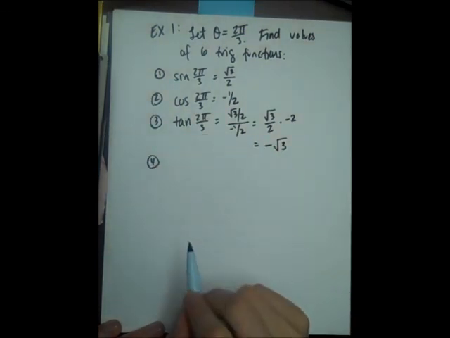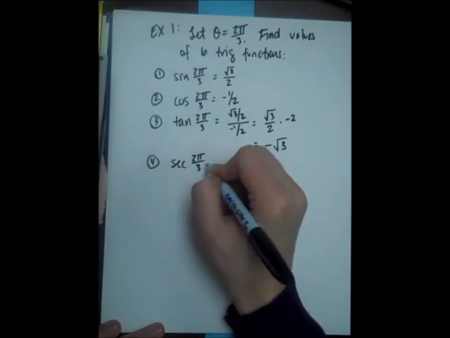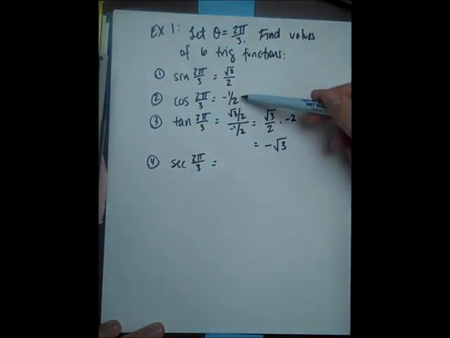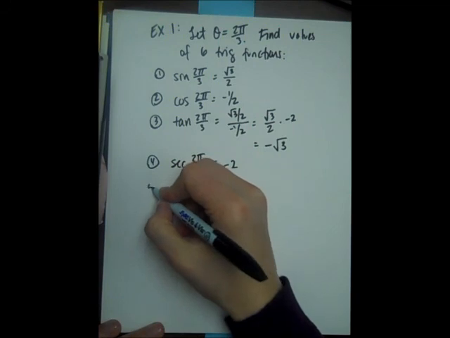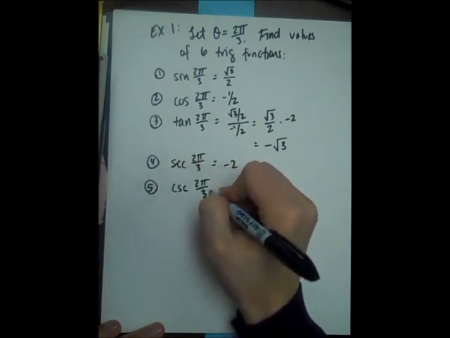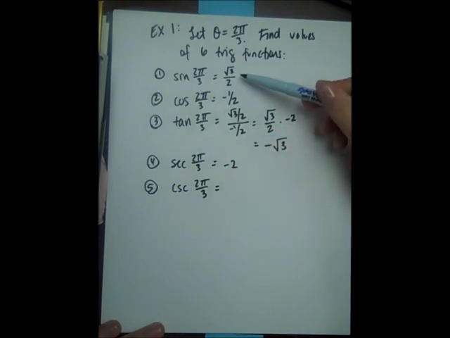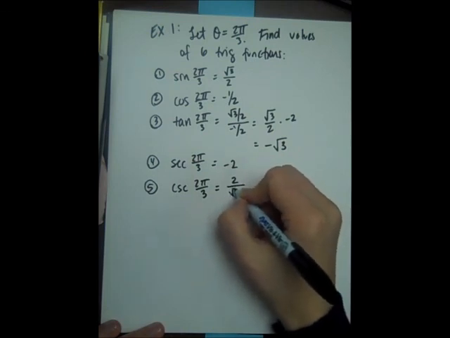So now I have sine, cosine, tangent. Next, let's find secant. To find secant, that's the reciprocal of cosine. Cosine here is negative 1/2, so the reciprocal would be negative 2. Next, let's find cosecant. Cosecant is the reciprocal of sine. So sine was square root of 3 over 2. Take the reciprocal, 2 over square root of 3.